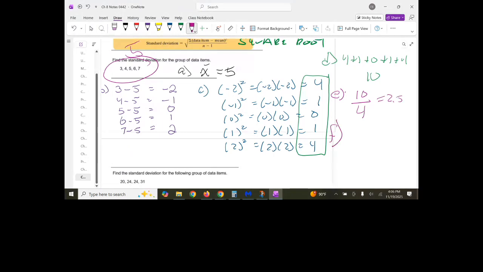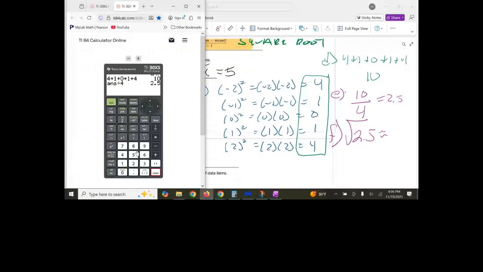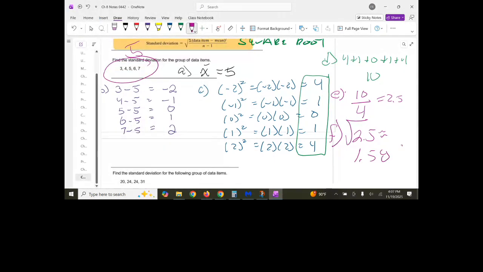Now, this is the last step, y'all. To find my standard deviation, we're going to take what we call the square root of 2.5. So again, I'm going to come over here to my calculator. And if you look right here, y'all, that's my square root button. So if I go second and square root of what number? Of 2.5. Boom. I'm getting that guy right there. Okay. Now, y'all, the square root of 2.5 is 1.58. That's going to be my standard deviation.